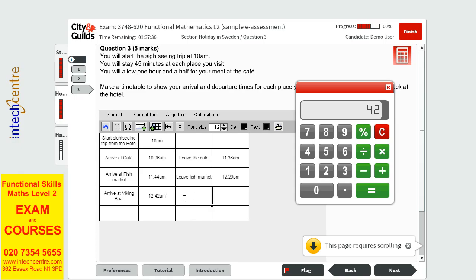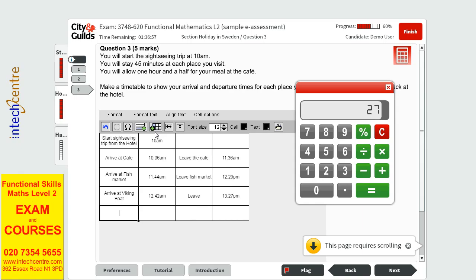And then we'll be again staying 45 minutes. So we'll do the same procedure. 60 minus 42. There will be 18 minutes until it will be 1 p.m. 45 minus 18, we'll get 1:27. We'll be leaving the Viking boat. From there, we'll be going to the city park.